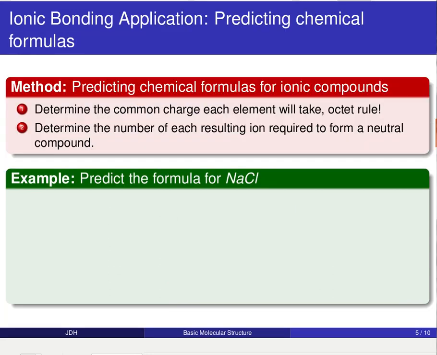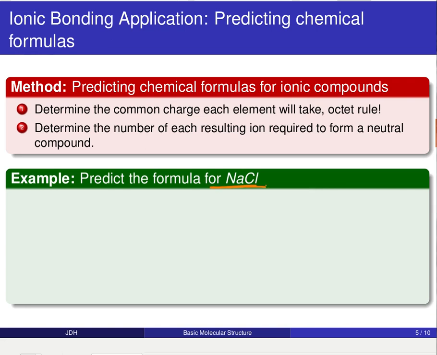Okay, so this idea of transferring electrons, and keeping in mind this octet principle, this desire of atoms to have a full outer shell, allows us to predict the chemical formula for ionic compounds. The method for doing this is relatively straightforward. It's a simple, two-step process. The first step is to determine the common charge each element will take. Okay, and so let's go ahead and do that for our example down here.